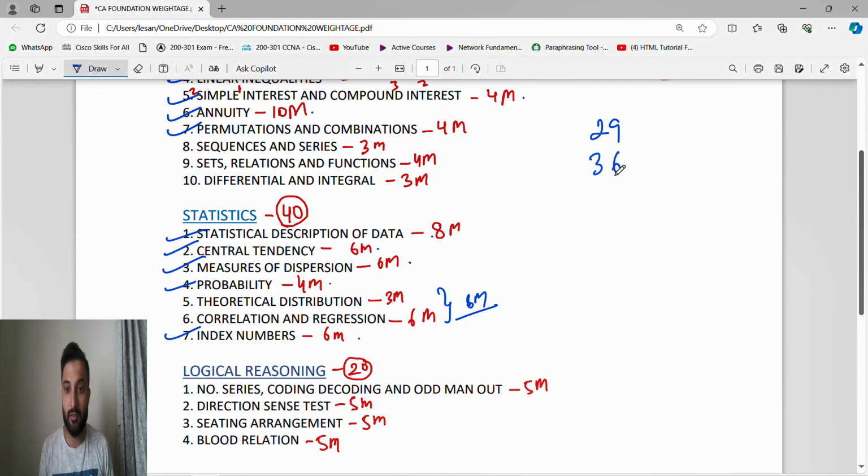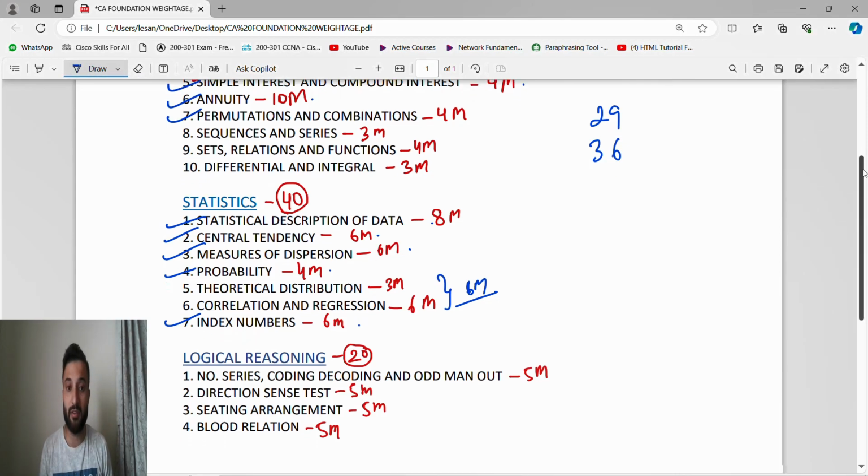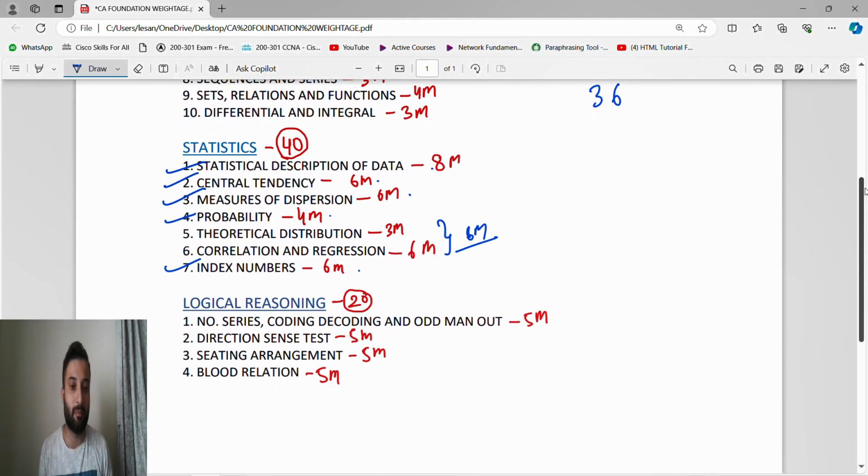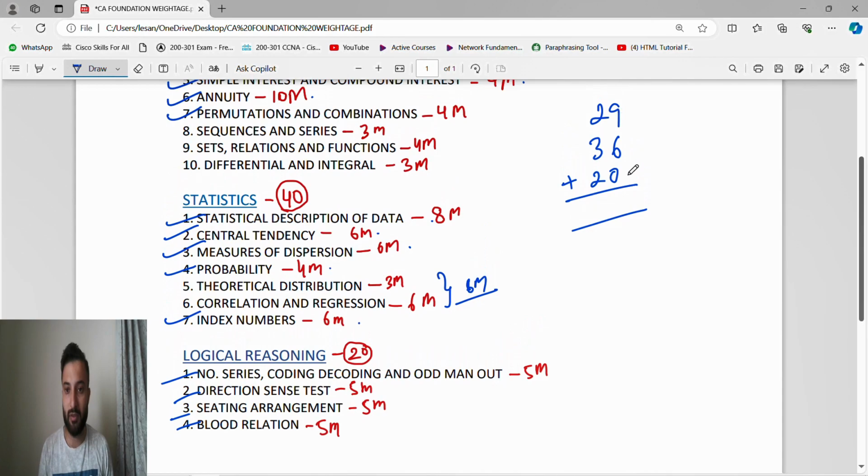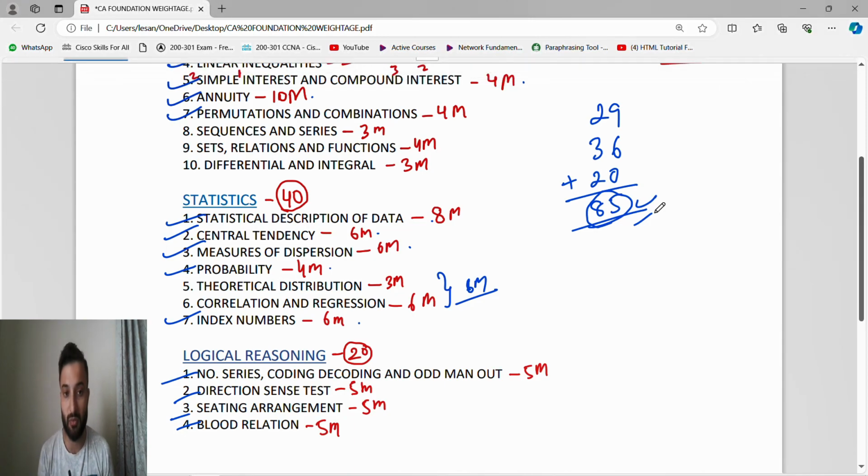Okay guys, don't leave statistics. Statistics is the part where you can easily clear the paper. And logical reasoning, all 4 chapters, so 20 marks here for logical reasoning. If you add all, 29 plus 20 is 49, plus 36, that is 85 marks. So 85 marks is your first priority. You can go with those 85 marks.